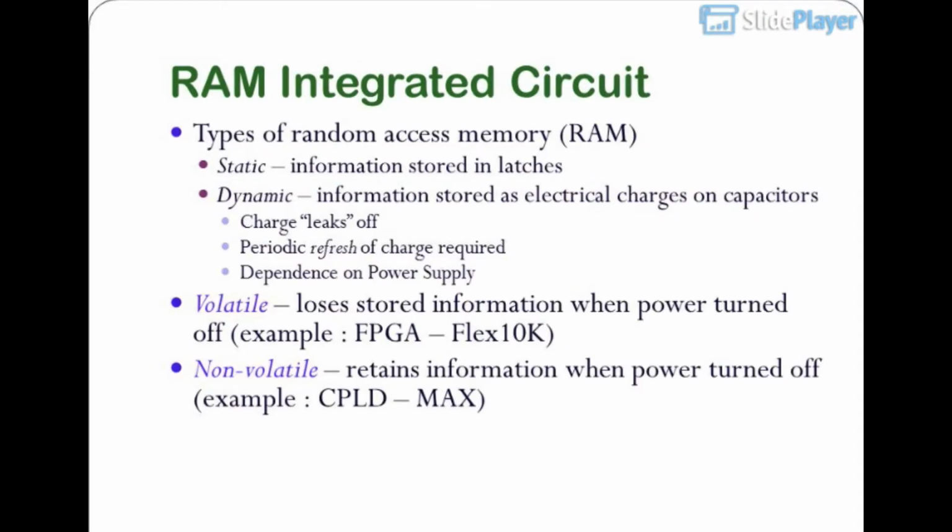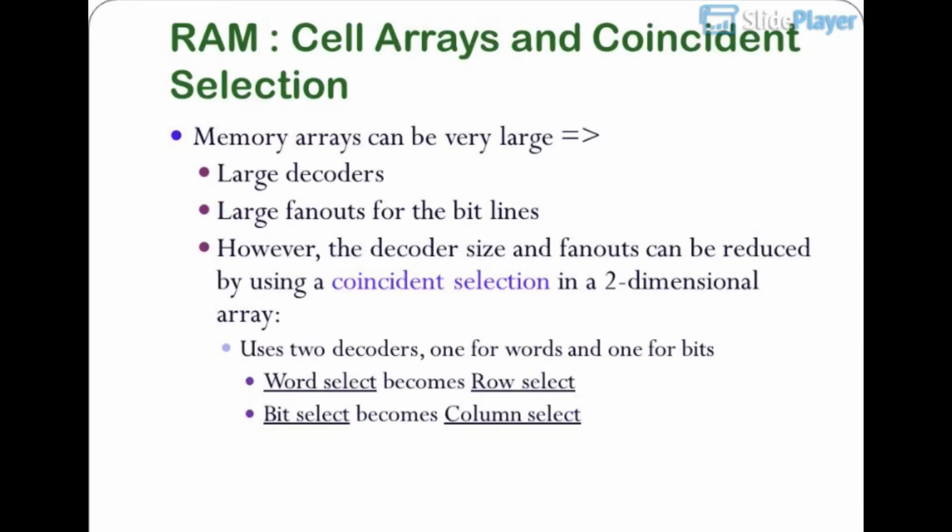Types of random access memory, RAM. Static: information stored in latches. Dynamic: information stored as electrical charges on capacitors. Charge leaks off, so periodic refresh of charge is required. Dependence on power supply: volatile memory loses stored information when power is turned off, for example FPGA Flex 10K. Non-volatile memory retains information when power is turned off, for example CPLD, Max.